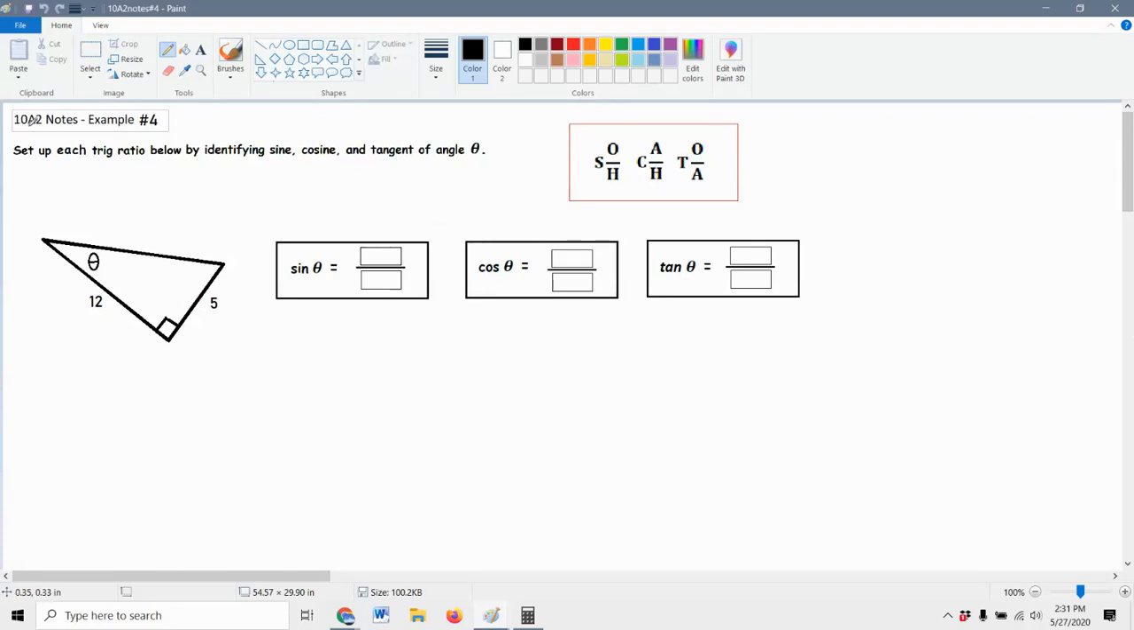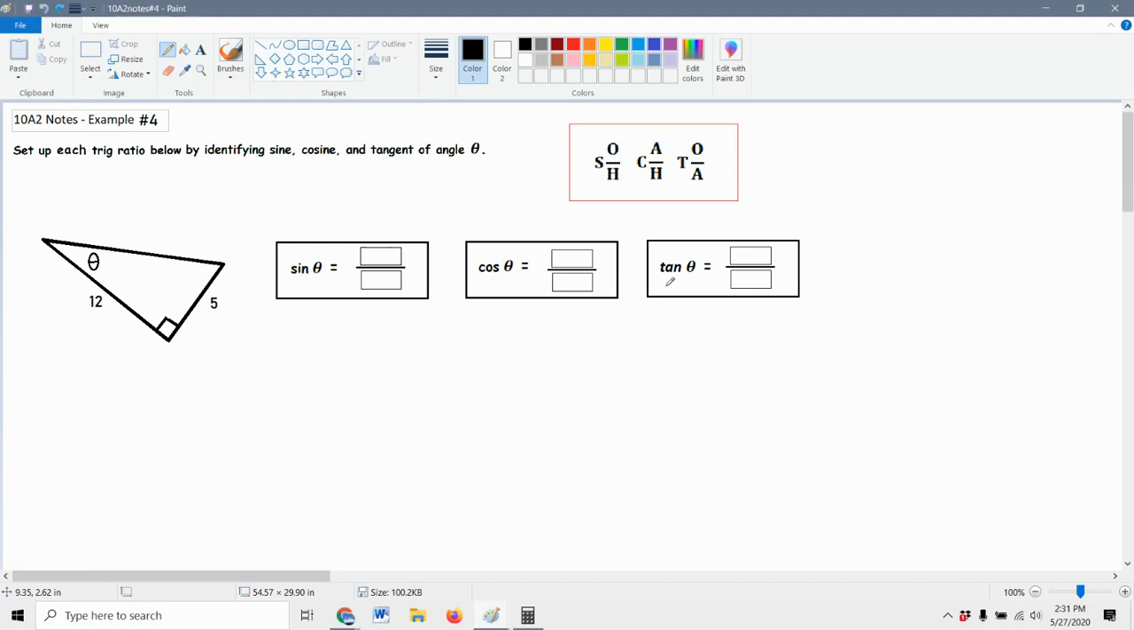Okay guys, we are doing 10A part 2 notes, and this is example number 4. Just like we've been doing in problems 1 through 3, we're setting up our trig ratios. We use SOHCAHTOA to remind us what our trig ratios are. And when we're asked to give those trig ratios, we want to give sine of theta, cosine of theta, tan of theta, or tangent of theta, okay?